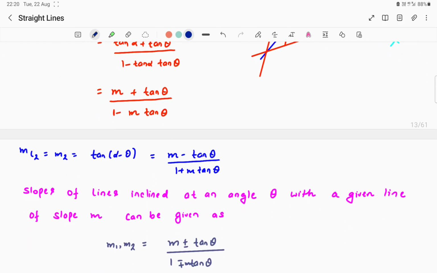Similarly, what is the slope of the second line? It is alpha minus theta, the angle of inclination. So the slope will be tan of (alpha minus theta). So you get (m minus tan theta) divided by (1 plus m tan theta).